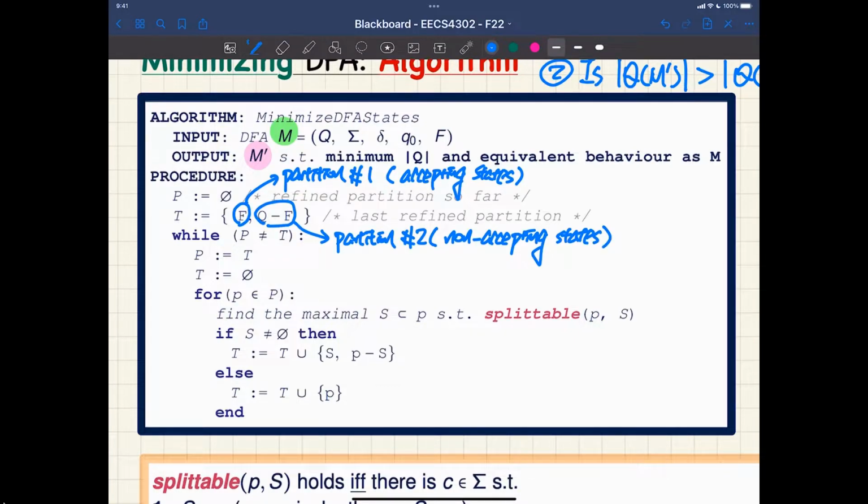Thinking this way, given any arbitrary DFA, we partition the states into two sides: one accepting, the other non-accepting. If we are lucky, partition 1 and partition 2 could already be the minimum number of states, substantially reducing the number of states. Or there might be more states than these 2 partitions, which we'll see in the algorithm. That's the overall idea. But let's take a look.